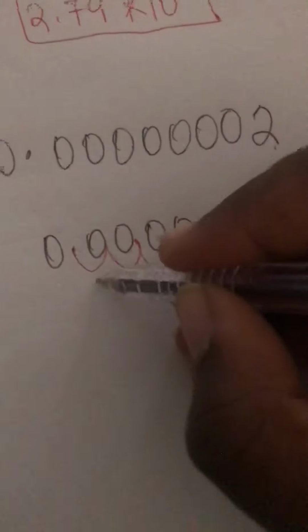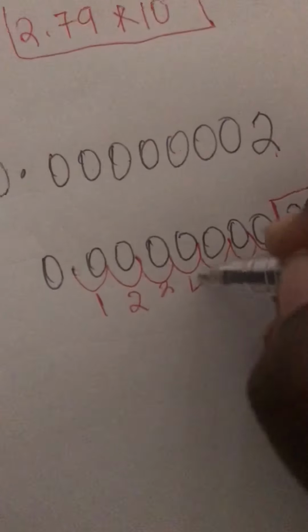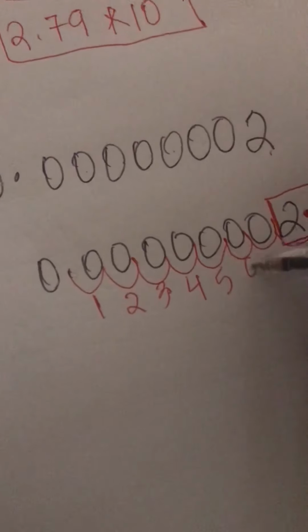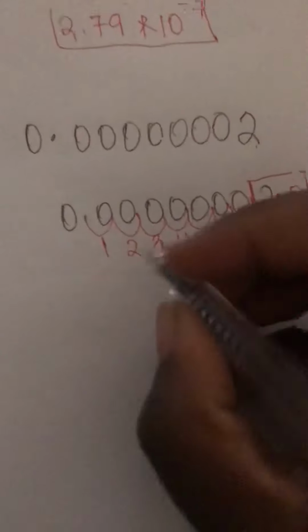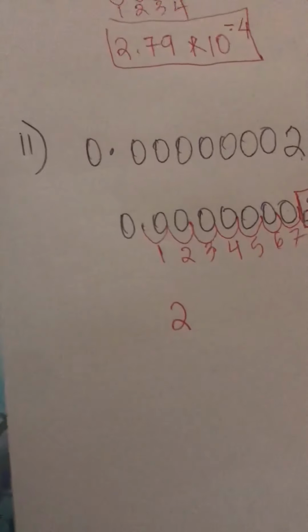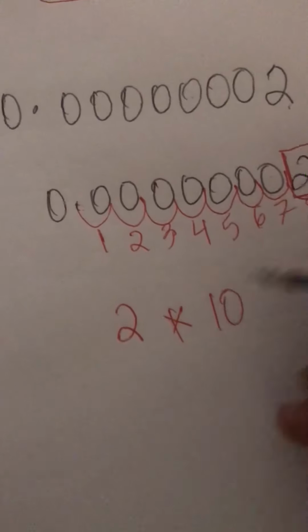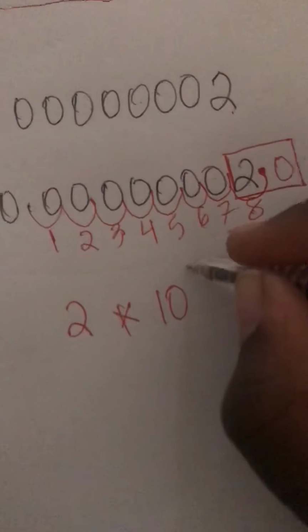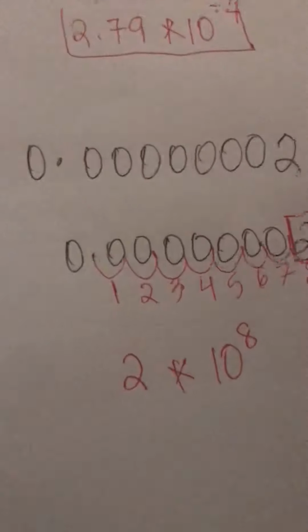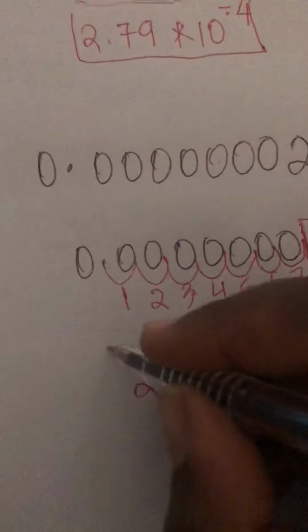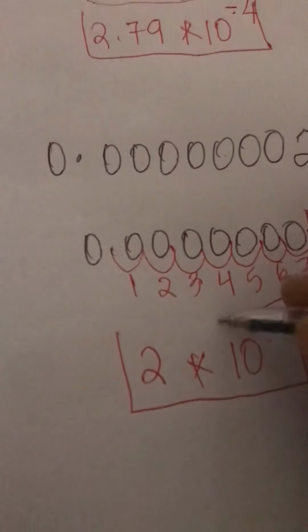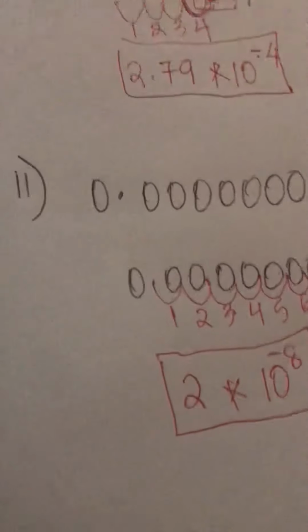Okay. I confirm by writing. This is me checking. So I know I went 8 times. So my coefficient will just be 2 because you don't need to write a 0 that is after the decimal. Times 10 and then 8 and then I check. It started with 0, then it is negative, and then I box my answer. Just like that.